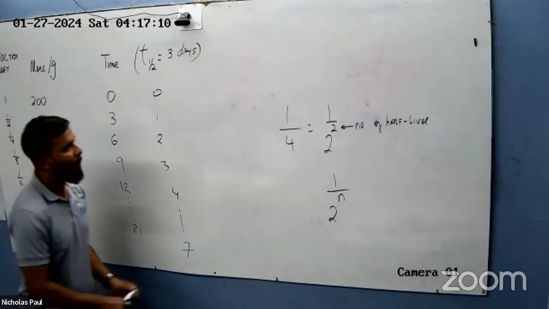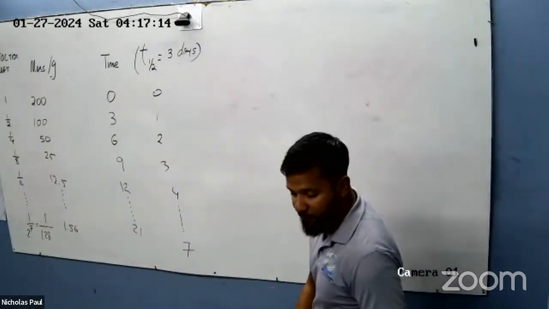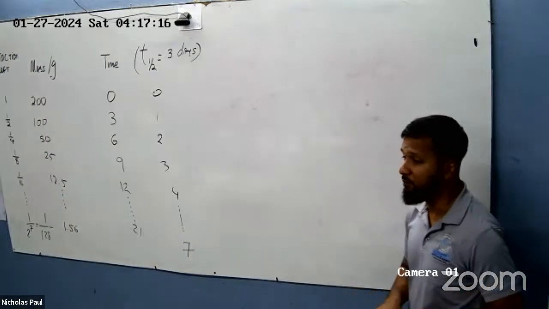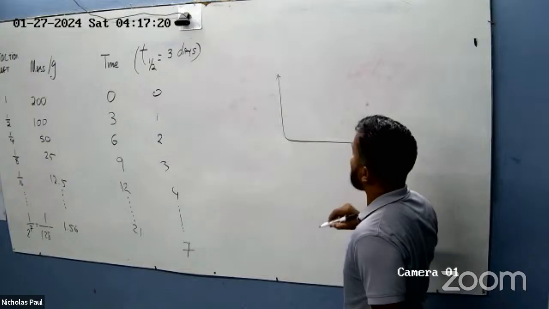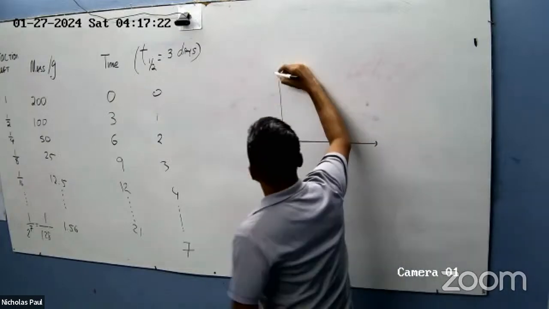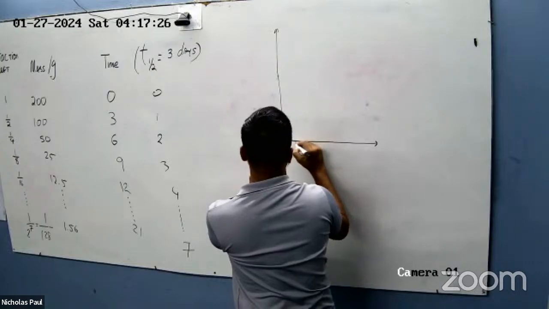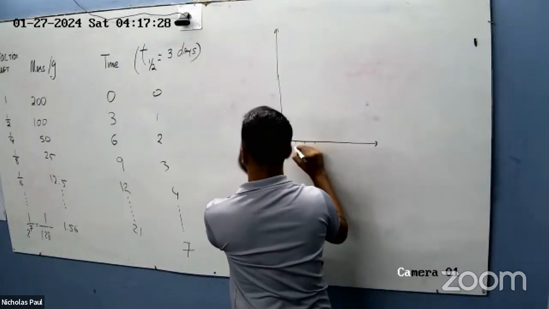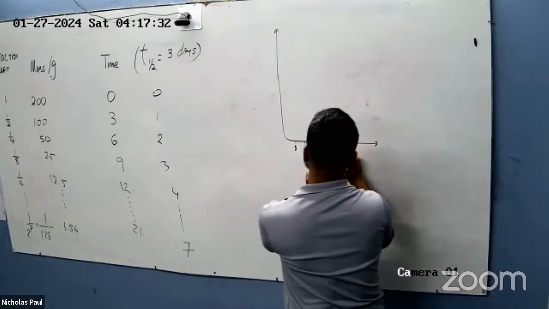All right? While we're here, let's do a quick little sketch now, because sometimes they can ask another graph question. Let's do a quick little sketch, and then from it we can find half-life. 3, 6, 9, 12.